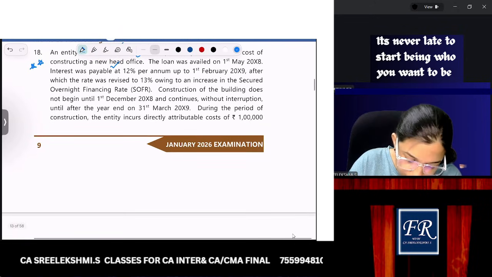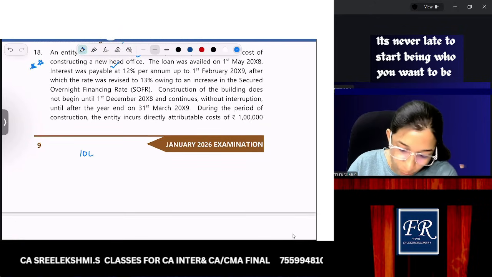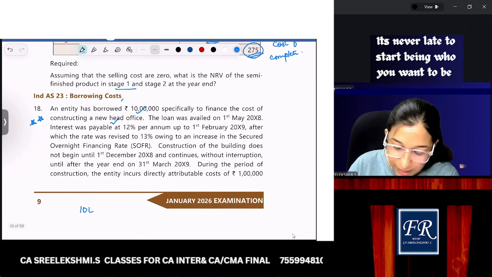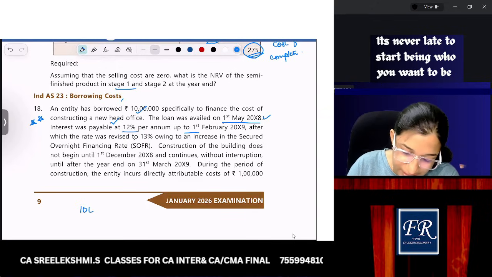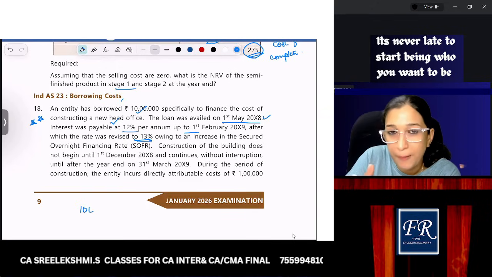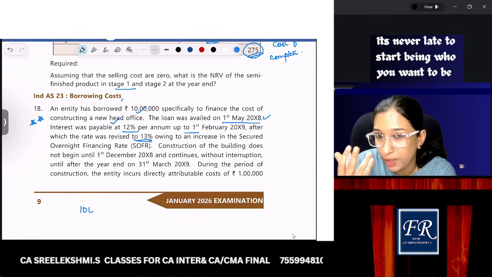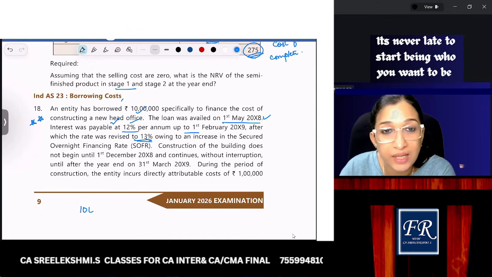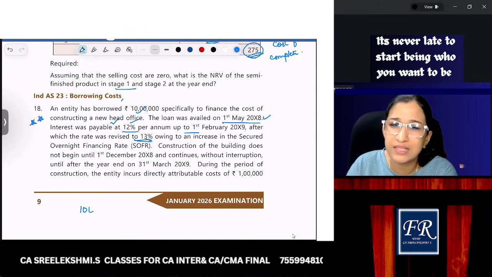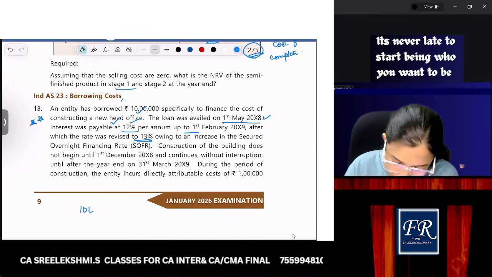The loan was availed on 1st May. Interest was payable at 12% per annum up to 1st February, after which the rate has become 13%. So up to Feb next year: 1st May, June, July, August, September, October, November, December, January. For 9 months it is 12%. But from February it is 13% due to an increase in the secured overnight financing rate.